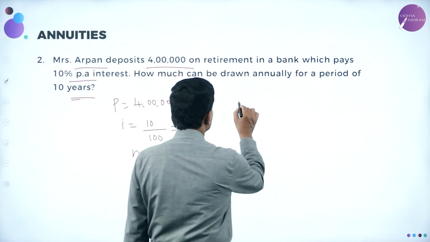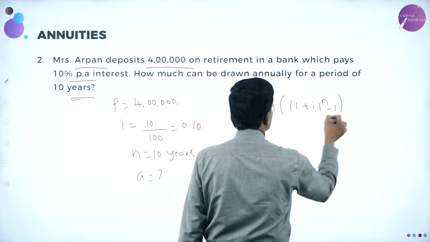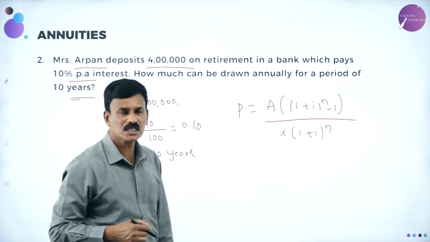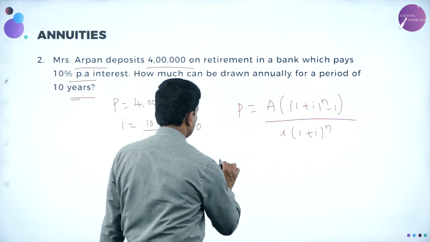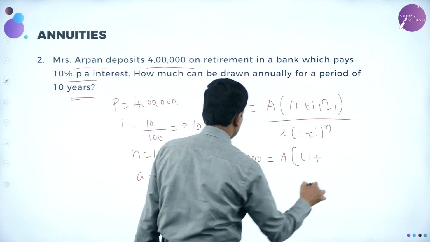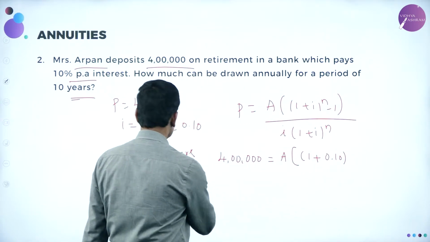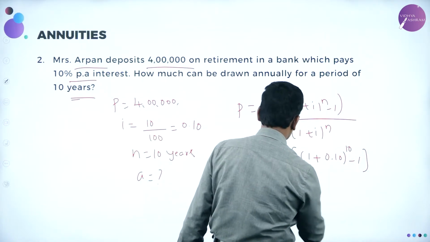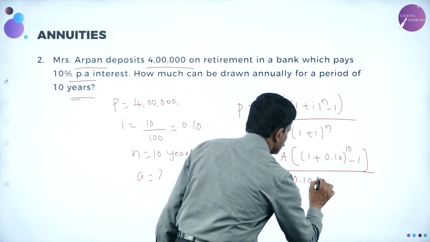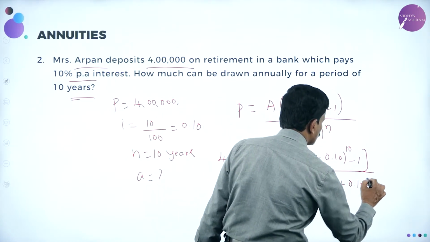Now just the same formula, P is equal to A into 1 plus I to the power of n minus 1 divided by I into 1 plus I to the power of n. Simplify this, that's it. Now what is P? We have P is equal to 4 lakhs is equal to A, we don't know, 1 plus, what is I? 0.10 to the power of n. N is also 10, minus 1 divided by I. What is I? I is 0.10 into 1 plus 0.10 whole to the power of 10.